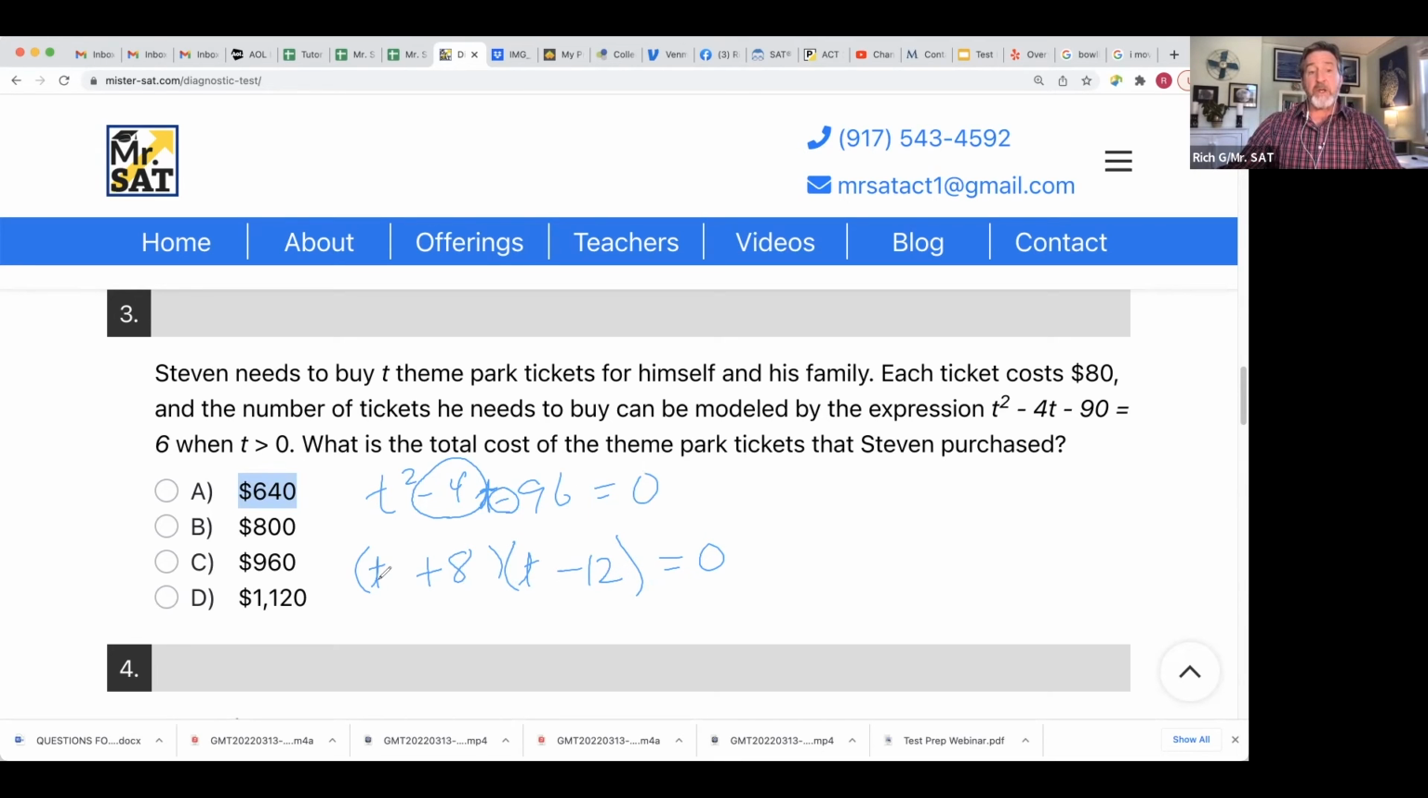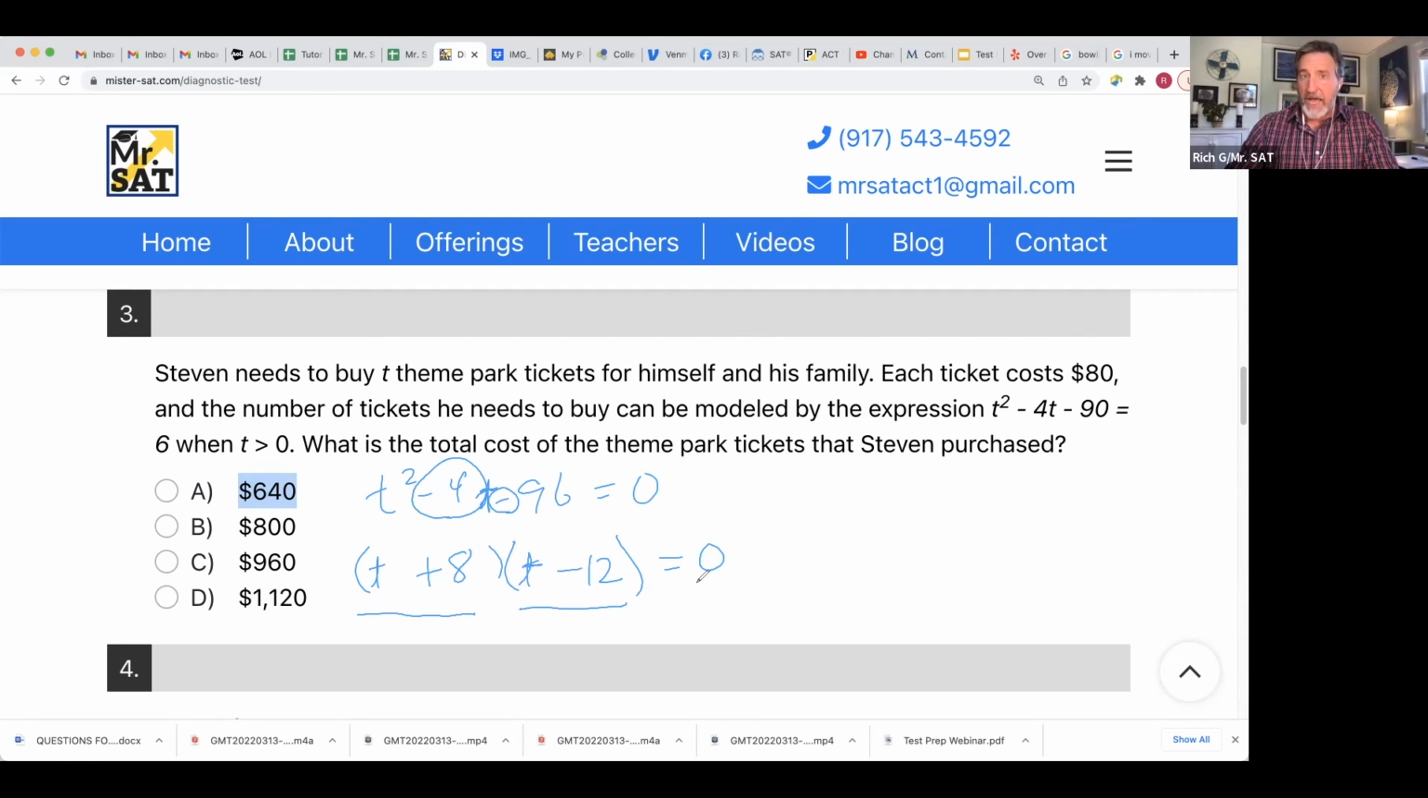If I put a 12 and an 8, I'm going to get my -96 at the end. If I do my outers, t times -12 is -12t, and my inners is 8t, and I add them together, I'm going to end up with -4t. So I have successfully reverse foiled this polynomial. Now look what I have here. I've got a t plus 8 and a t minus 12, and multiplied together, they equal 0.